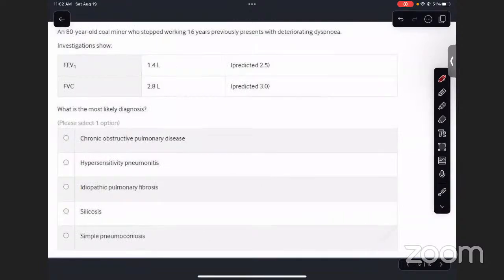Here is an 80-year-old coal miner who stopped smoking 16 years previously, presenting with deteriorating dyspnea, and the FEV1 by FVC ratio is 0.5. That is obstructive airway disease, because the normal value is more than 70%. So it's clear that the likely diagnosis is COPD. This is an obstructive airway disease condition.